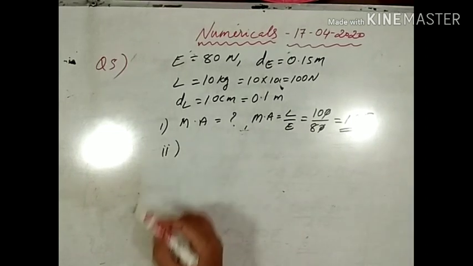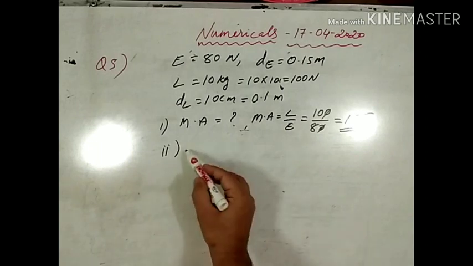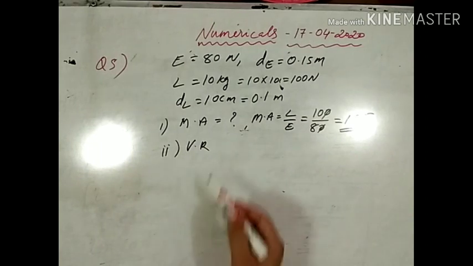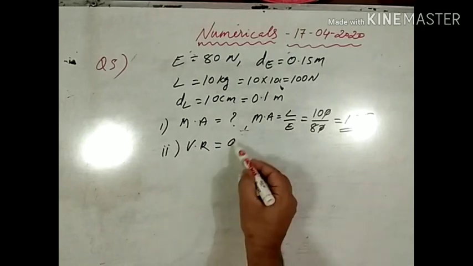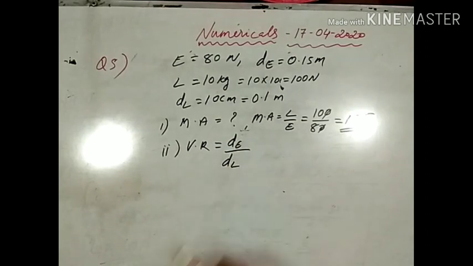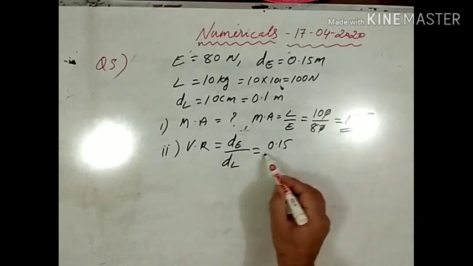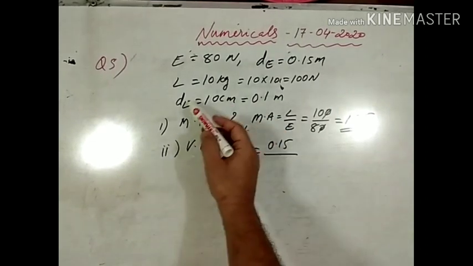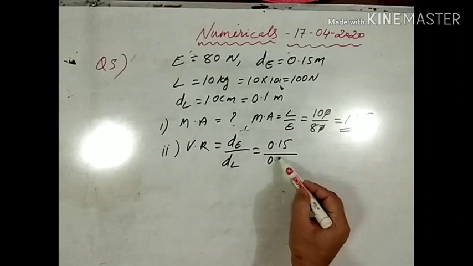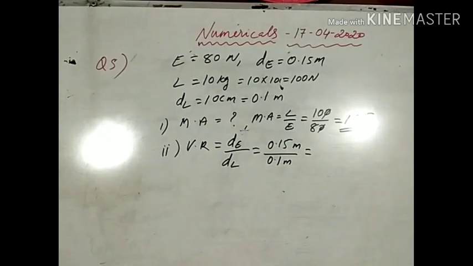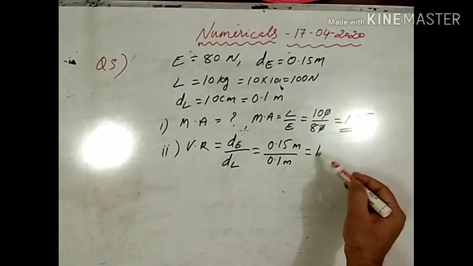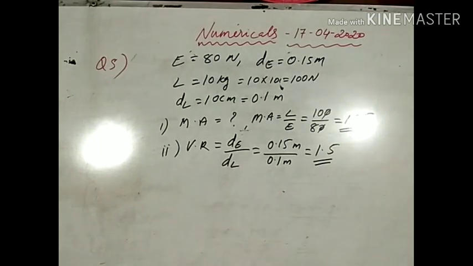Second part of the question: find out velocity ratio. Velocity ratio, by definition, you know the formula: displacement of effort to displacement of load. You should be very thorough with the formulas. What is displacement of effort? 0.15 meter divided by displacement of load, dL, which is equal to 0.1 meter. How much? 0.15 divided by 0.1. Just calculate and see, it is coming out as 1.5. So the velocity ratio is 1.5.